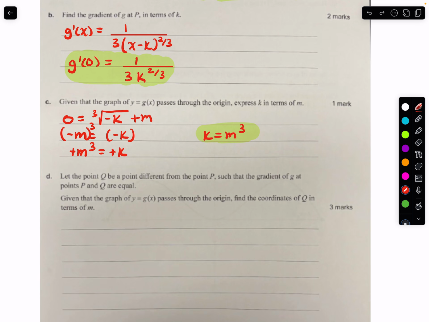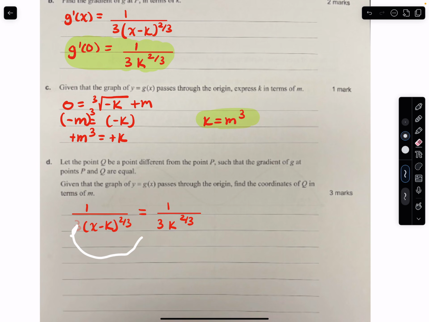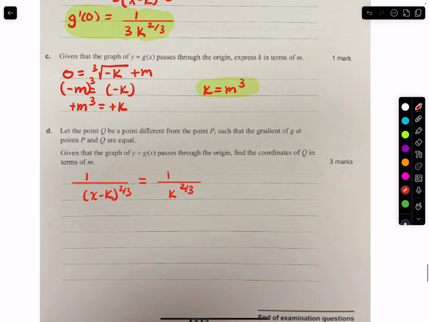Not bad. So, okay, let's first do, we're going to equal, so I know the gradient of Q is this, because they have the same gradient. So I can actually just, the formula of g dash is what? 1 over 3, so the gradient function is x minus k to the power 2 over 3, yeah? And it's going to be equal to this gradient because they have the same gradient. 1 over 3 k to the power of 2 on 3. So you can actually cancel those 3's out. Okay, that's nice. You can actually flip both sides, like you can flip them, because they're reciprocals of each other.